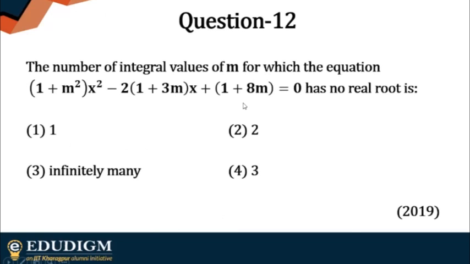So this is question 12. This is not very difficult. You know what happens when a quadratic equation doesn't have any real root. So you know how this discriminant will come into play. And you have to simplify this one and just figure out how many integral values of m you will have. Here you are just going to see integers, okay?